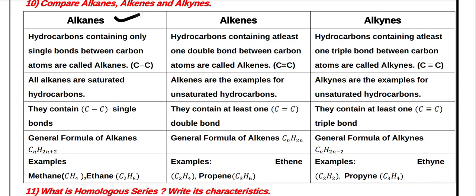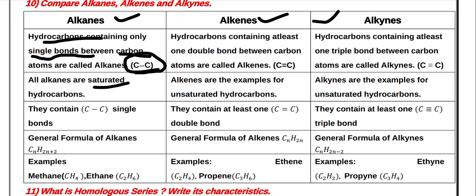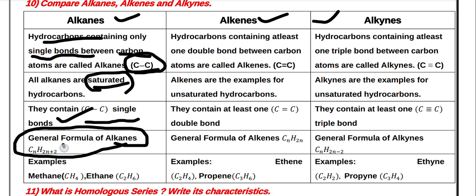Let us see alkanes, alkenes, and alkynes. Alkanes: hydrocarbons containing only single bonds between carbon atoms are called alkanes. Here, single bonds are present between carbon atoms. These are saturated hydrocarbons containing carbon-carbon single bonds. The general formula of alkanes is CnH2n+2. Examples of alkanes: methane CH4 and ethane C2H6.